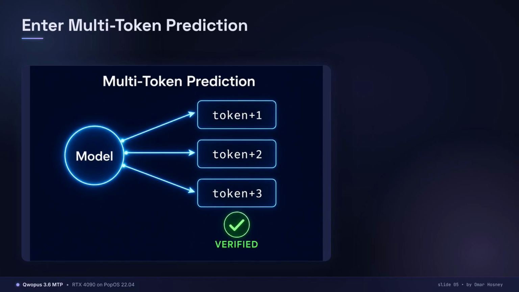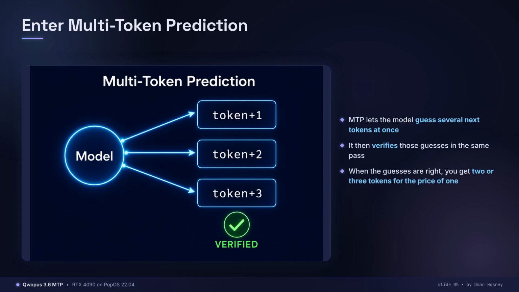And that is where multi-token prediction, or MTP, comes in. The idea is surprisingly simple. Instead of asking the model what the next single token is, MTP asks it to guess 2 or 3 tokens ahead in the same forward pass. Then, in that same pass, the model verifies its own guesses. When the guesses are correct, and they usually are, you basically get 2 or 3 tokens for the cost of 1. The technique was first introduced by DeepSeek's V3 model and has become mainstream throughout 2025, with the Qwen family adopting it for its 3.5 and 3.6 lineups.